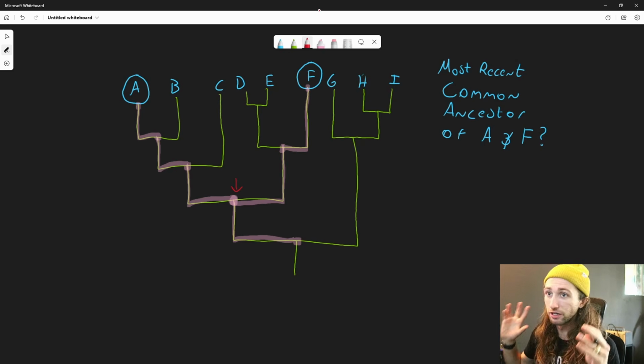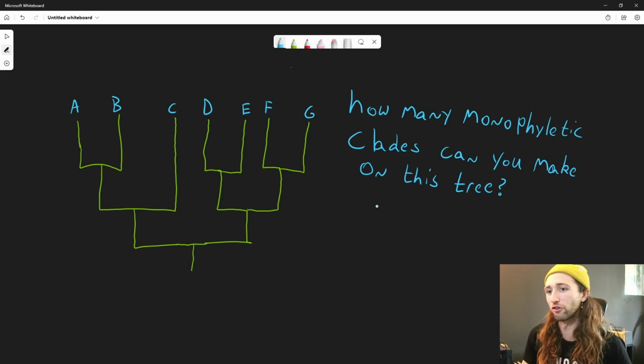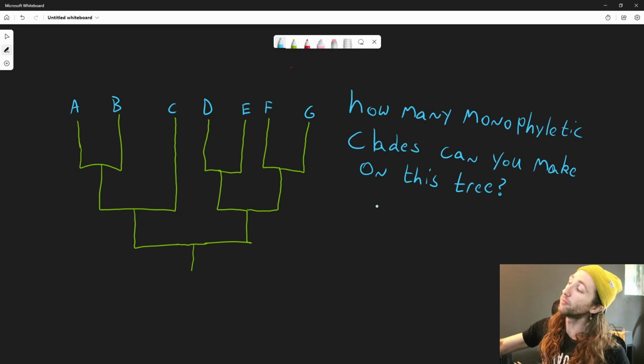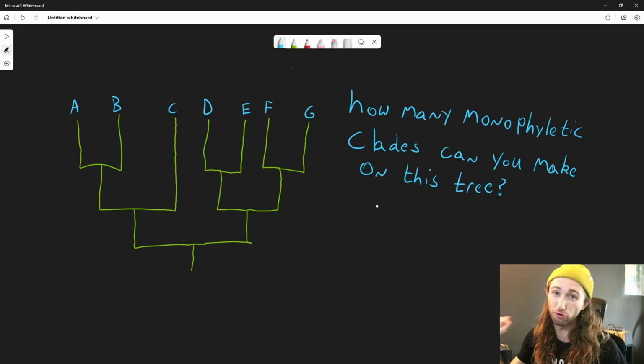But let's move on to the last question for this video. This is going to be a very long video. Last question, and this one is going to take maybe a little bit of time. The question is, how many monophyletic clades can you make on this tree? Okay, I'm going to pause the video. I want you to try it out yourself. Maybe draw it on a piece of paper, but give yourself some time to pause.